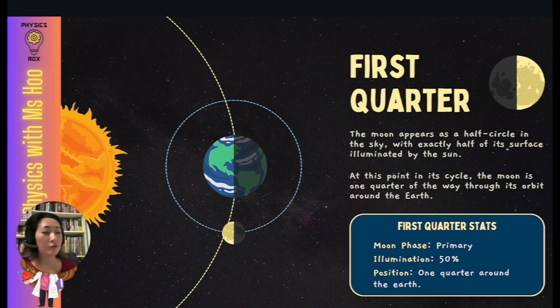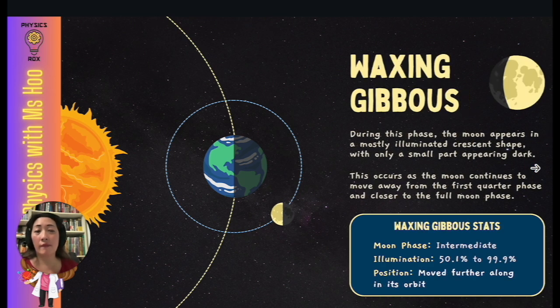So again, similar to just now, how to visualize how much of the moon we're able to see. This is half of the moon. So we can see this side of the moon, half is lit up. Half is illuminated and the other half is in shadows. That's why we see only half the moon. As the moon continues to move further away from the sun, it is now waxing gibbous. So the moon appears in a mostly illuminated shape with only a small part appearing dark.